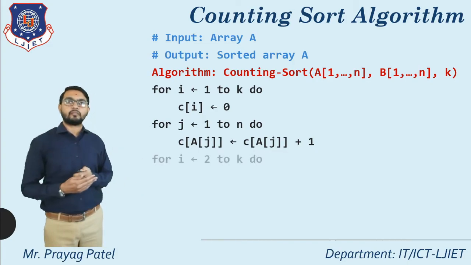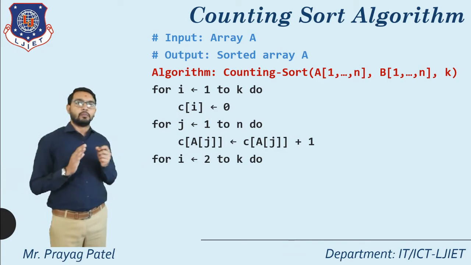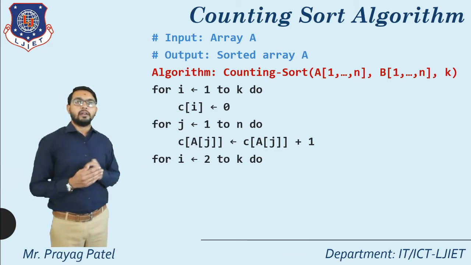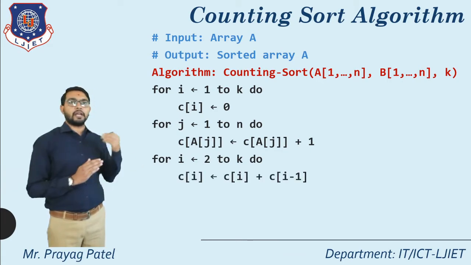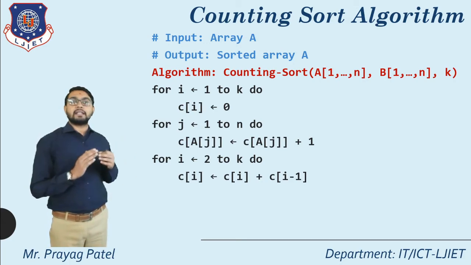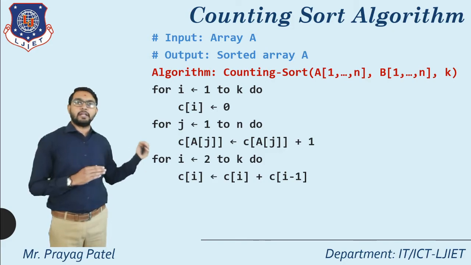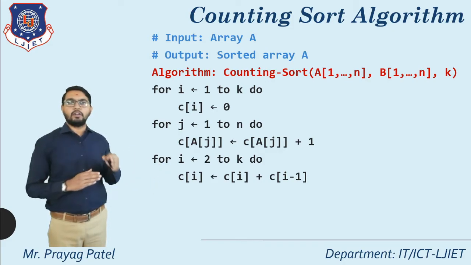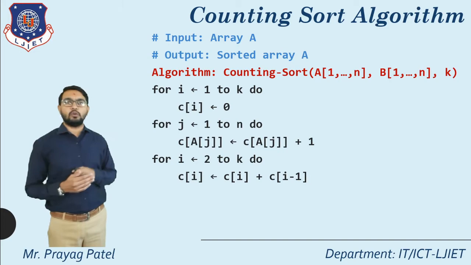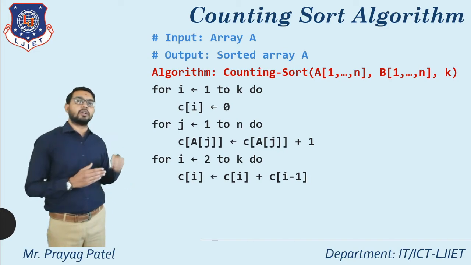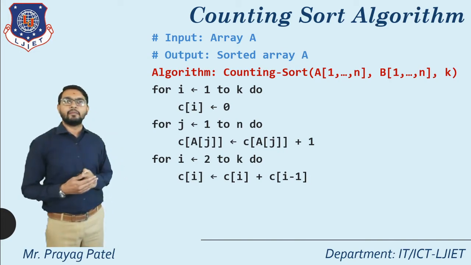Now consider the third loop, for I equal to 2 to k do. Here we update the array C. So C of I equal to C of I plus C of I minus 1. Your particular location will be updated with your previous value. Previous value plus current value becomes the new value of C of I.